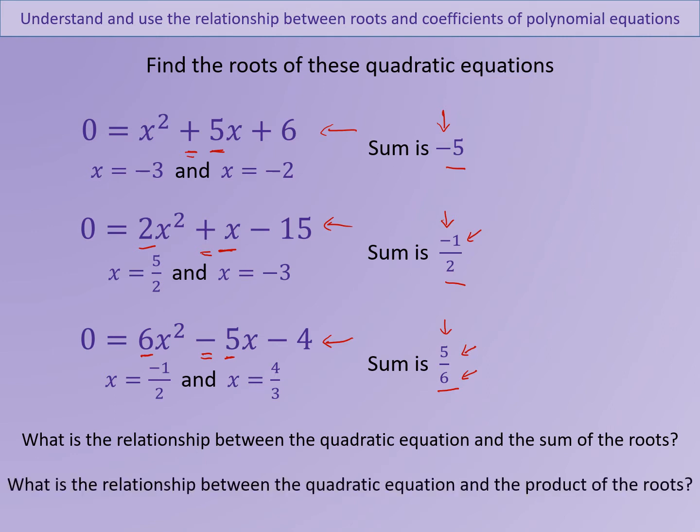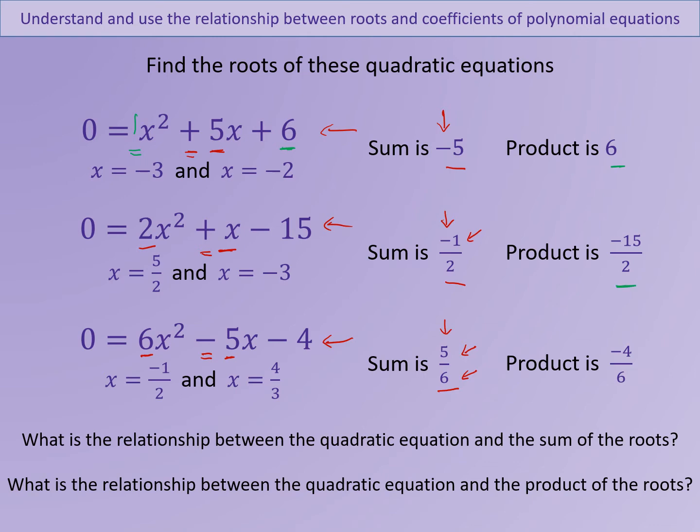Now let's take a look at the relationship between the quadratics and their product of the roots. Multiplying the two roots together, for the first one is 6, the second -15/2, and the final one is -4/6. Now hopefully you can see this a little bit quicker. So 6 here is relating to not only the end value, the end coefficient, but also the coefficient of the x squared term, which we know is 1.